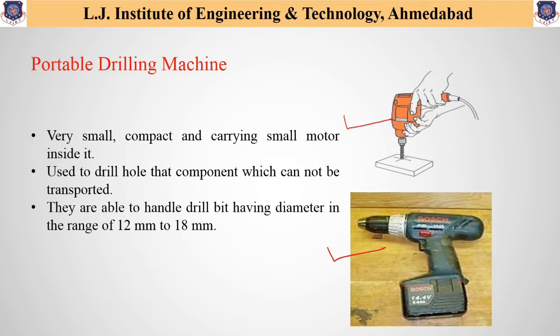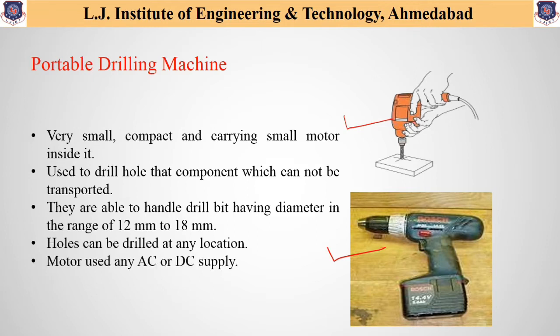One advantage of this portable drilling machine is that holes can be generated at our desired location because it is portable. In most cases the motor uses either AC or DC supply. So this portable drilling machine is simply a drilling machine with which one can generate a hole of 12 mm to 18 mm at the desired location. So this is about the portable drilling machine.